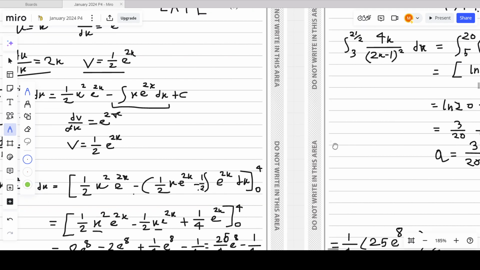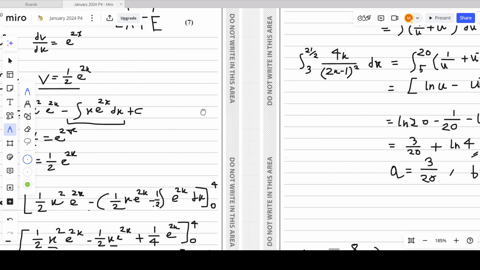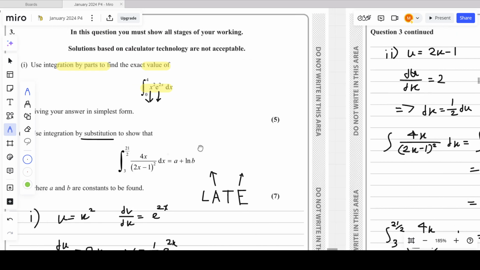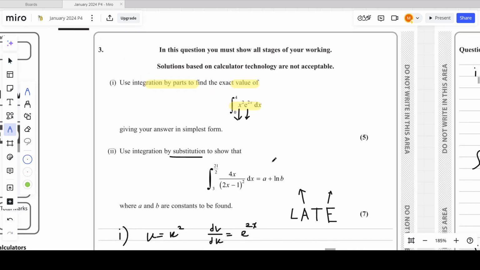Fine. Okay, yeah, that was all about question number 3 from the October 2023 P4 paper. Fine.